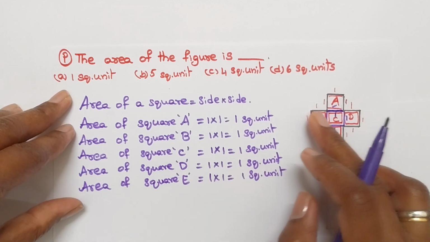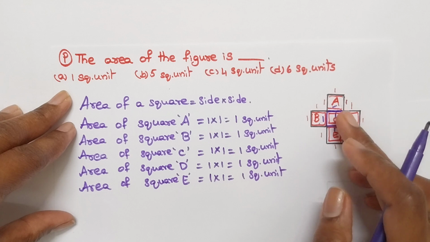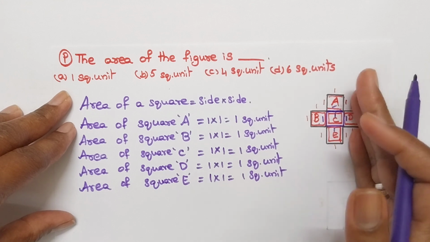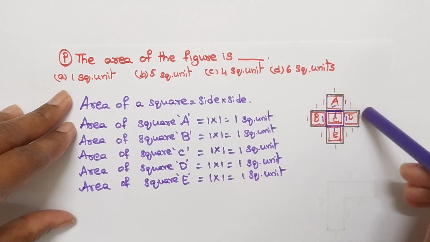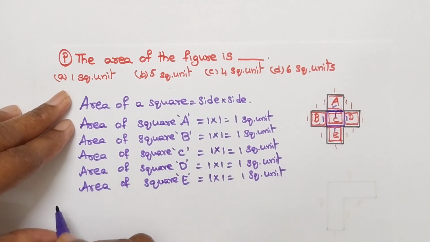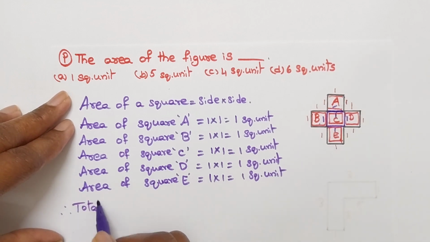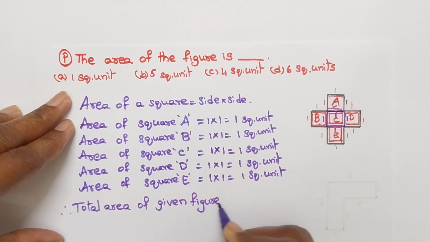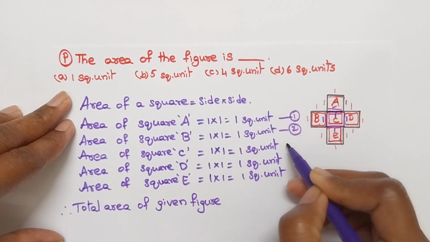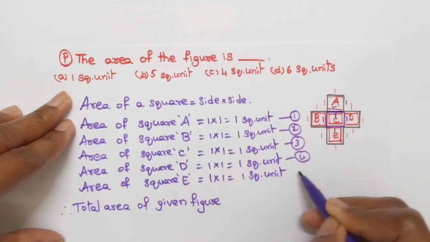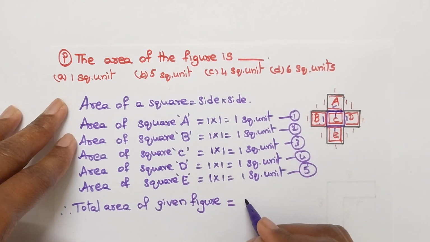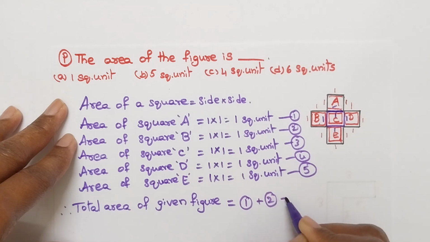But we want the area of this complete shape. How do we get this area? If we add all these areas, the total becomes the area of this complete shape. So therefore total area of given figure, I take it as point 1, second point, third point, fourth point, fifth point. What we have to do to get the total area is add all areas, all squares.